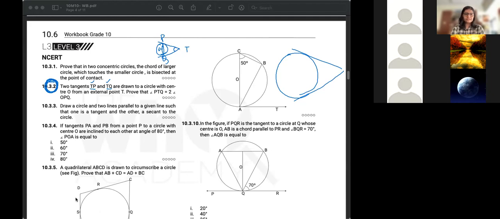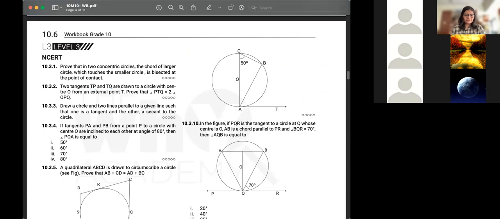Ma'am. Yeah, Nikki. According to my figure, how can PTQ be twice OPQ? Because PTQ is acute and OPQ is obtuse. Are you looking at OPQ or POQ? OPQ. Okay, I'll draw the figure. Oh, wait. Okay, OPQ. Sorry. Yeah, I was looking at POQ.